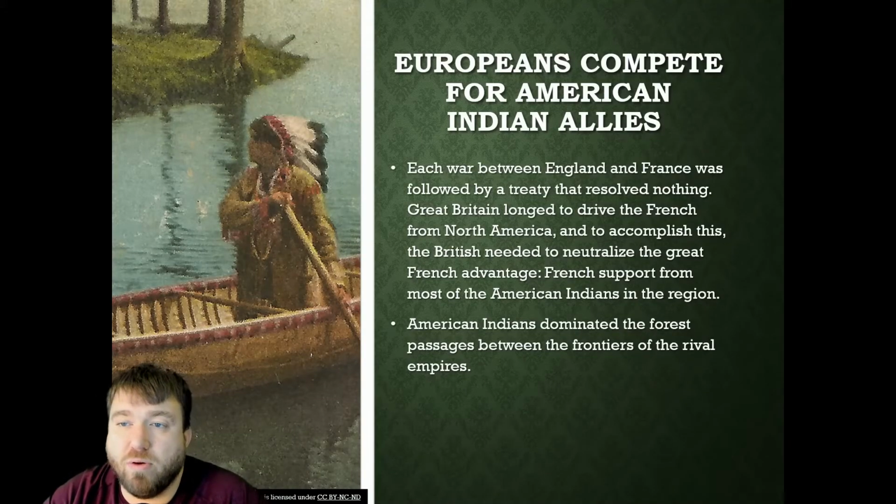Europeans compete for American Indian allies. Each war between England and France was followed by a great treaty that resolved nothing. Great Britain longed to drive the French from North America, and to accomplish this, the British needed to neutralize the great French advantage, French support for most of the American Indians in the region. American Indians dominated the forest passages between the frontiers of the rival empires.